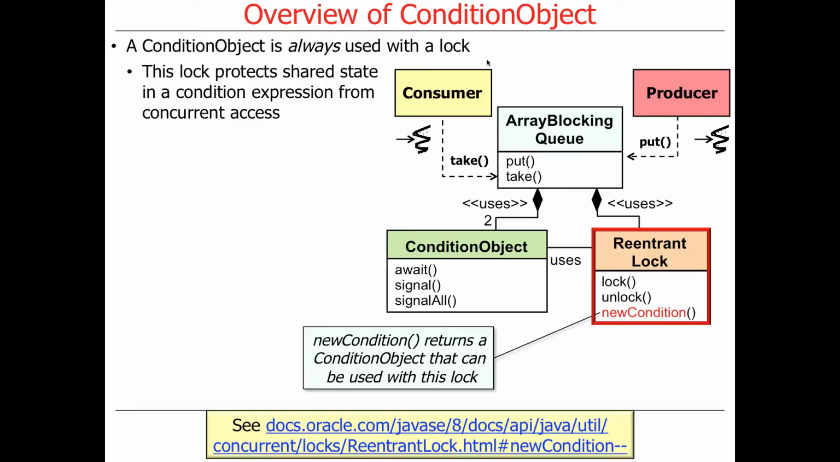You get the condition by calling newCondition, which is a factory method on the lock that returns a condition object that implements the condition interface. So newCondition actually returns to you what looks like a condition, but under the hood, of course, it's a ConditionObject, typically. And that condition is bound to the lock, just like Sauron's will is bound to the ring, right? They're one and the same.